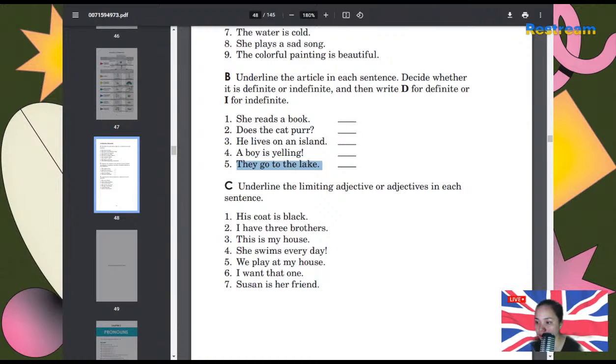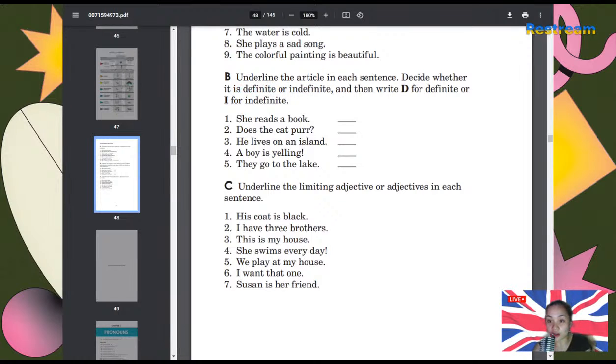The article is the. Okay, yes, it's the. And this one is what kind of article? Definite or indefinite? Okay, good job. This is a definite article. Okay, so that is for the test B, identifying the article and identifying its type.